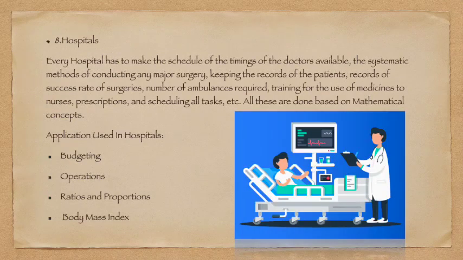Number 8. Hospitals. Every hospital has to make the schedule of the timings of the doctors available, the systematic methods of conducting any major surgery, keeping the records of the patients, records of the success rate of surgeries, number of ambulances required, training for the use of medicines to nurses, prescriptions, and scheduling all tasks, etc. All these are done based on mathematical concepts. Applications used in hospitals: budgeting, operations, ratios and proportions, body mass index are the applications used in hospitals.